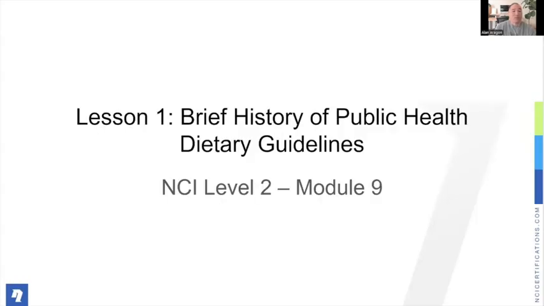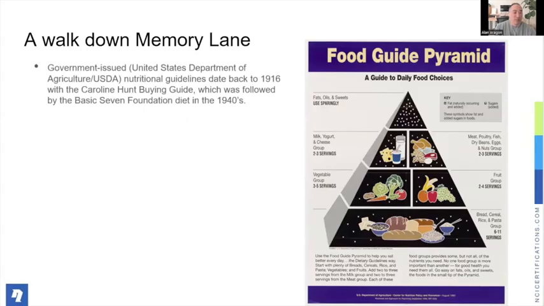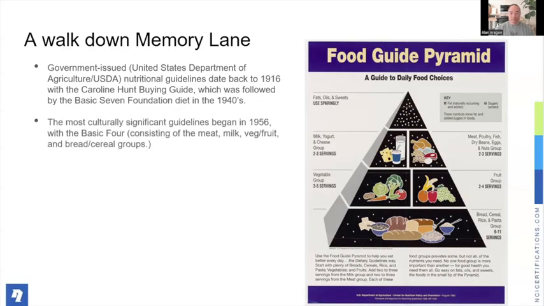Okay, so let's look at a brief history of public health dietary guidelines. Little walk down memory lane here. Government issued nutritional guidelines date back to 1916, at least in the US. And this began with the Caroline Hunt Buying Guide, which was followed by the Basic 7 Foundation Diet in the 1940s. And then we have the more famous and the most culturally significant guidelines.